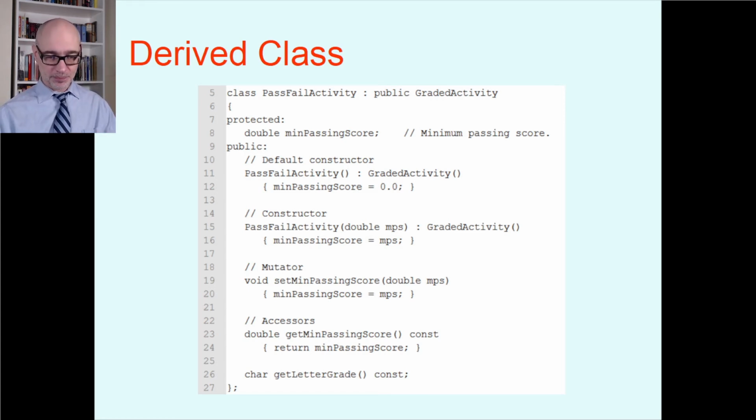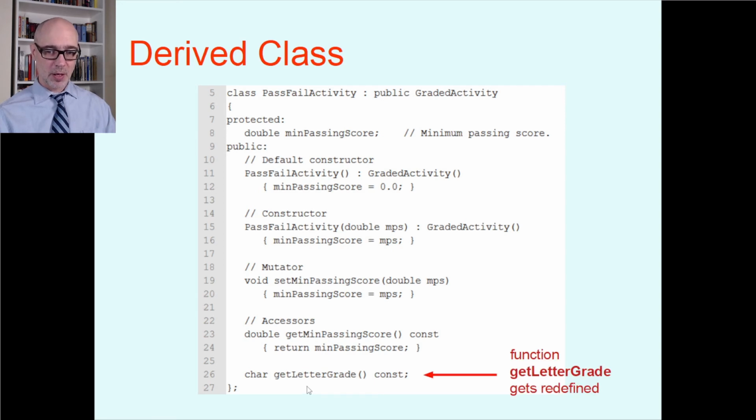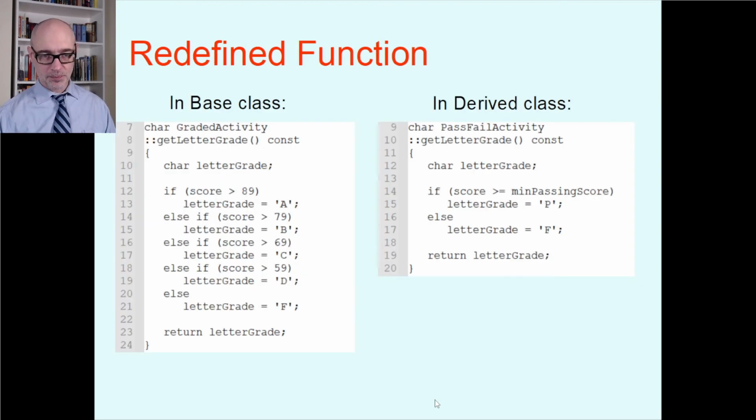And then finally, we have a function called get letter grade. Now remember, that's being redefined. That's the exact same name and the exact same parameter list as get letter grade that we saw in graded activity. So here's a good example of a function that's getting redefined to do a different job from graded activity. Exact same function name, but doing a different job for our specialized class. Okay, we'll just keep an eye on that. Let's take a look at that. So on the next slide, we're going to see the implementation of that function in the 2 different classes.